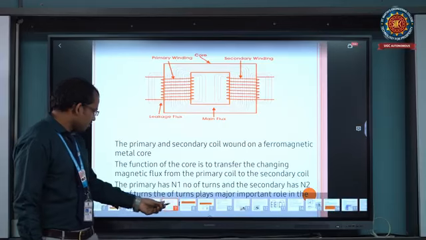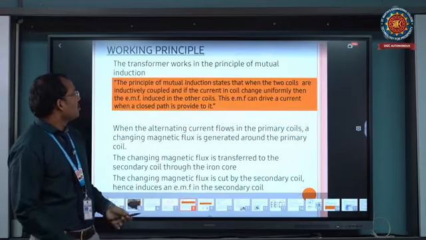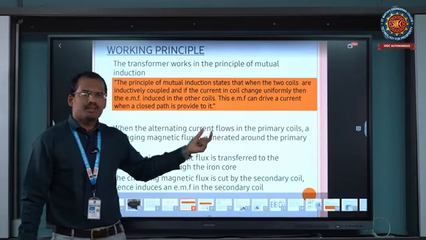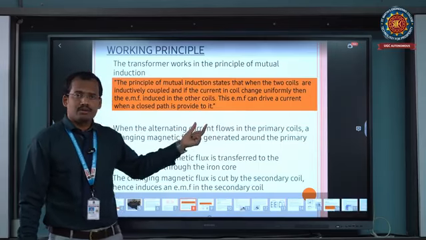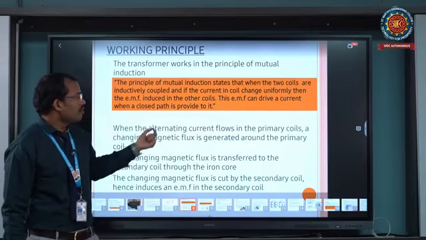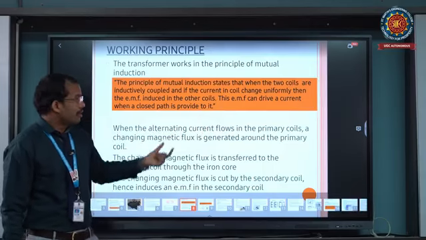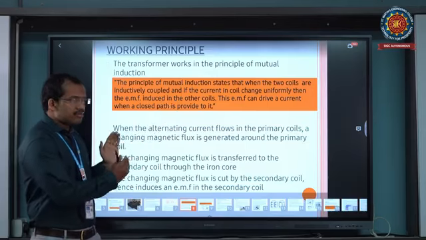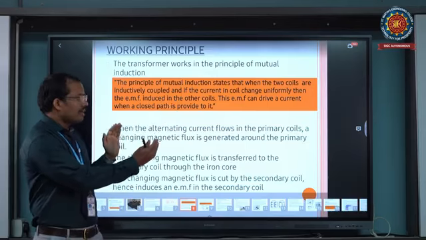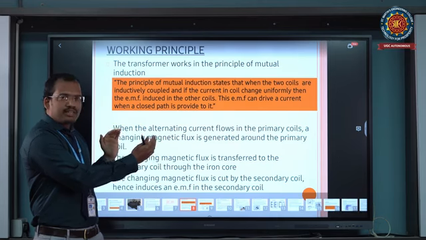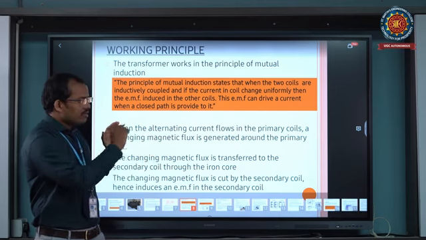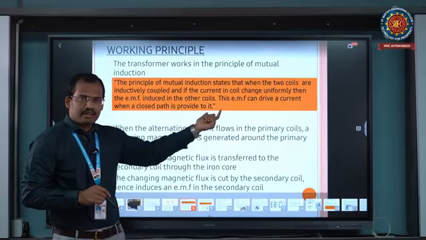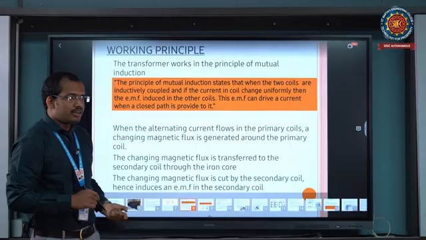And next, the working principle of the transformer. The main working principle of the transformer is the electromagnetic induction principle, or mutual induction principle. It means the primary and secondary are not physically connected, but whenever we give supply on the primary side, it automatically links with the secondary side of the transformer.